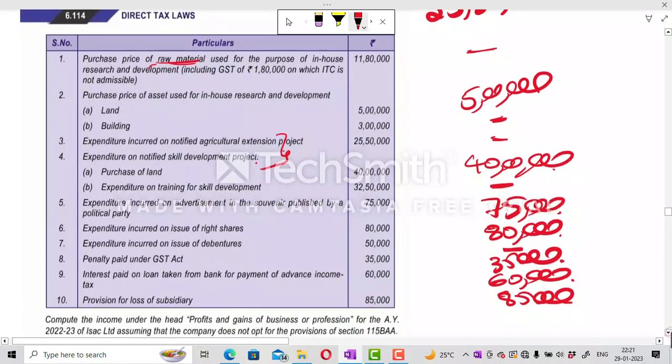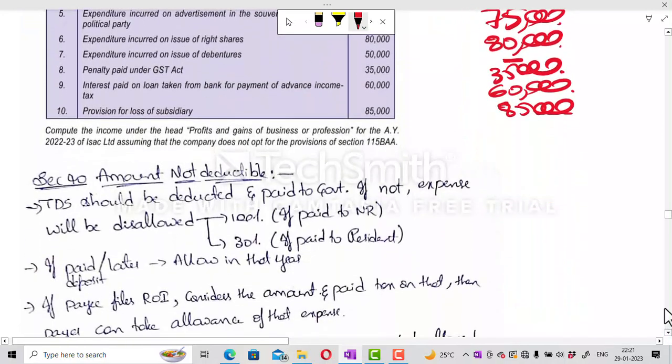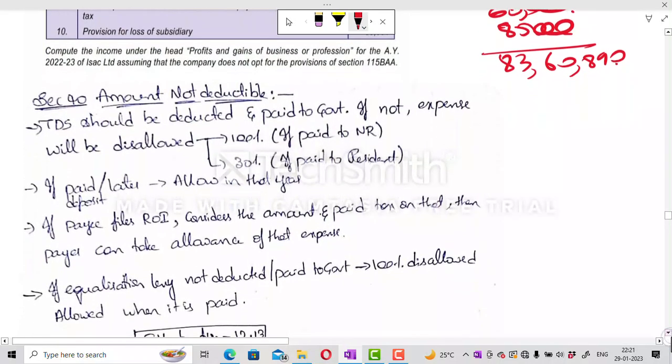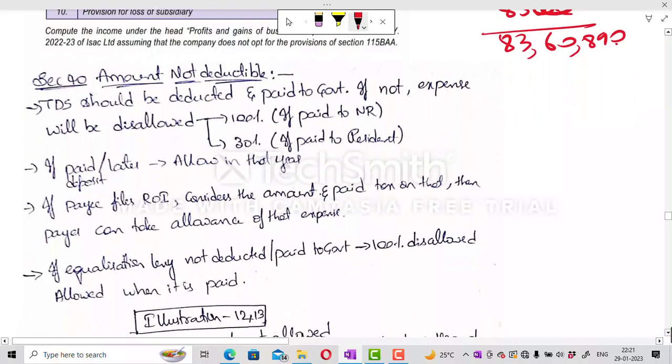So we got an answer: 83 lakh 60,890. Okay. And next, amounts not deductible.